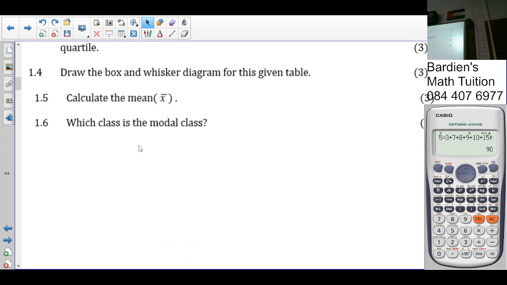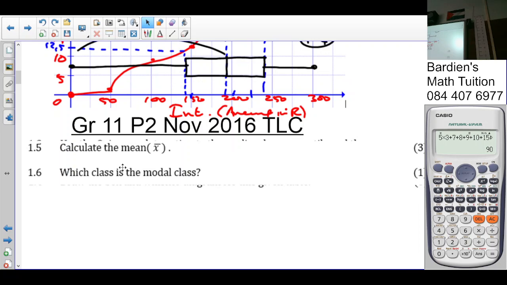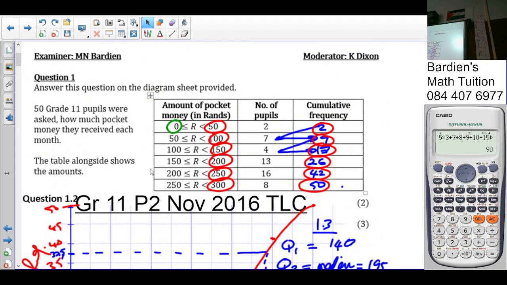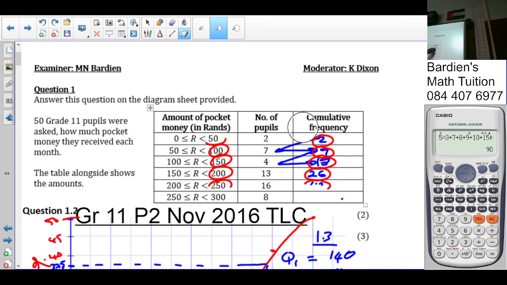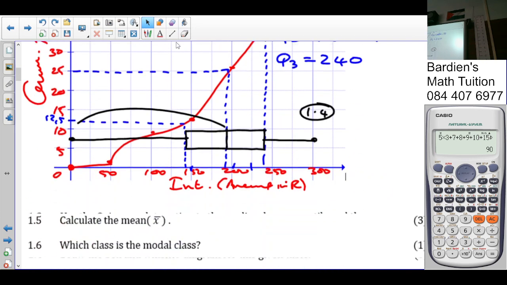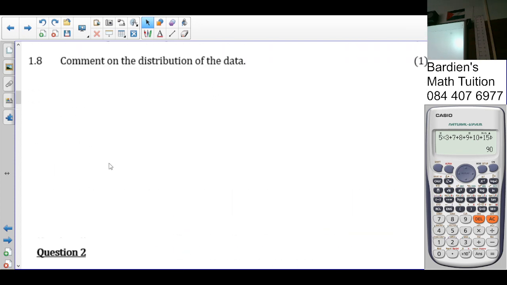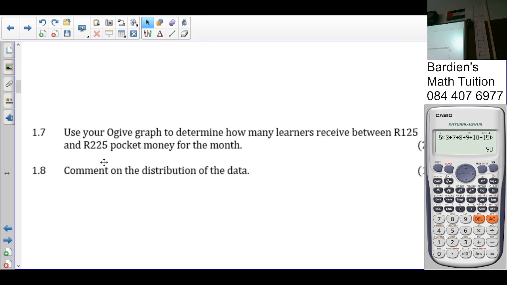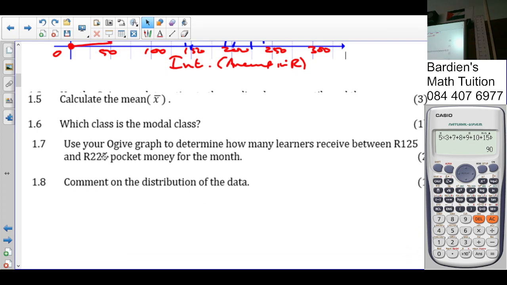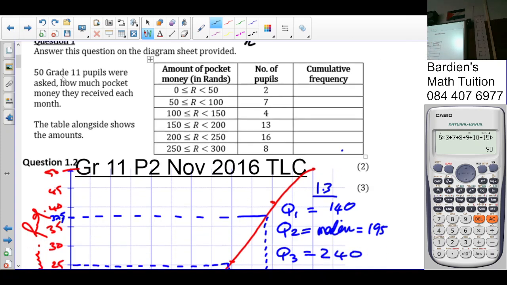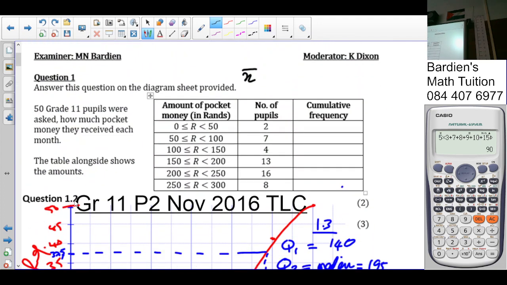Then they ask you to calculate the mean of this data. Okay? That is 1.5. Now for the mean of this data, they ask you for standard deviation as well. So if it's the standard deviation as well, then I would have programmed the calculator. No, it's not standard deviation. Okay, so it's the mean. So we said we need this here. Which question is this? 1.5. So the question is for the mean.